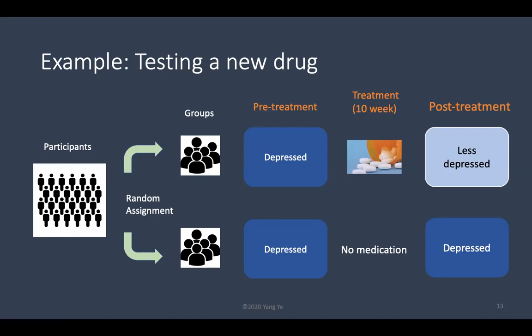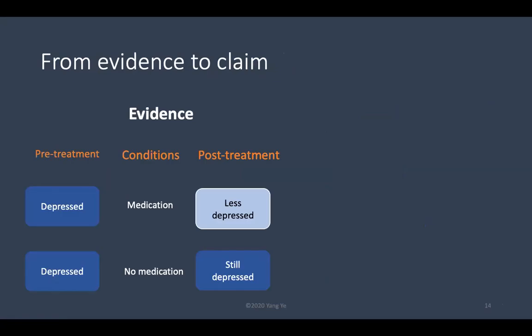And we have a post-treatment measurement saying that those in the experimental group are less depressed than those in the control group. Okay? So again, what we're doing here is drawing claims from our evidence. This is our claim, this is our evidence. And imagine that the claim is that the medication reduces depression. So there's some kind of causal effect between taking the medication and the depression reduction. So if you look at this evidence, you ask yourself, are there any other explanations that can explain this claim, the reduction of depression, other than the medication itself?